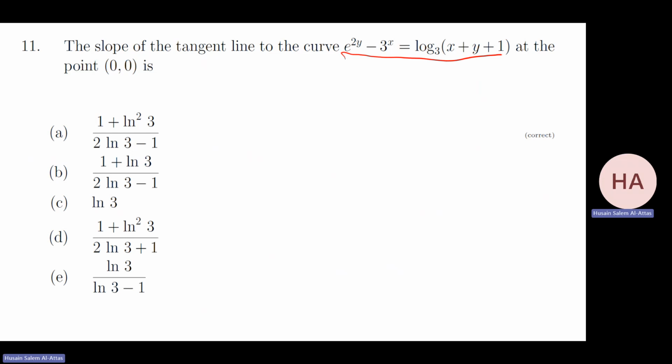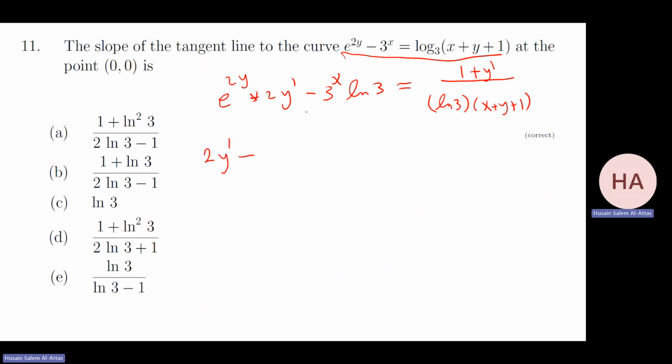Differentiate. What will you get? e to the 2y times 2y prime minus 3 to the power x ln 3 equals what? Here I have ln 3 times (x plus y plus 1). Here I have 1 plus y prime. The point is (0, 0). So do the calculation. e to the power 0 is 1, so I have 2y prime. 3 to the power 0 is 1, minus ln 3 equals (1 plus y prime) over ln 3. That's it, times 1.